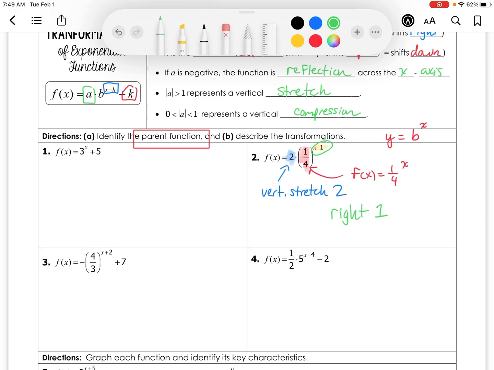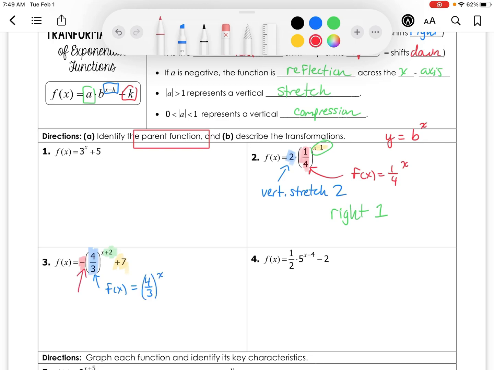Okay. Next one we're going to do is number 3. Let me again highlight so you can see what's going on. We have that going on. We have this going on. Lots of things. So the parent function comes from the b value. So our parent function is going to be f of x equals not b, but 4/3 raised to the x.